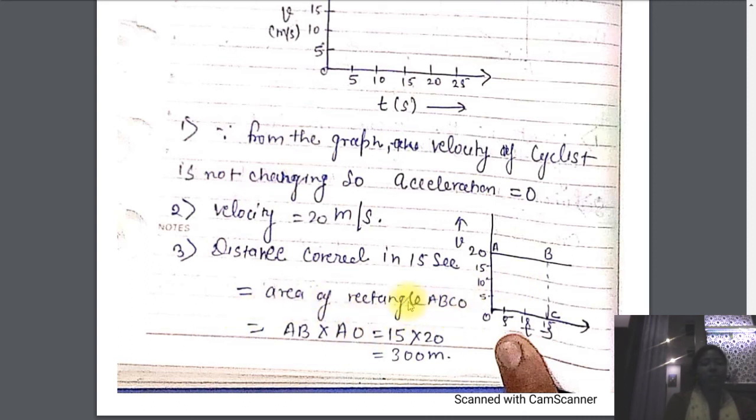So area of the rectangle ABCO is length into breadth, that will be AB into OA. Up to AO, we have the value of 20, and for AB, this line will be equal to this line. So the value of AB will be equal to the value of OC, and what is the value of OC? That will be equal to 15 seconds. So 15 into 20 will be equal to 300 meter. That means in the first 15 seconds the object covers 300 meter distance during its journey.